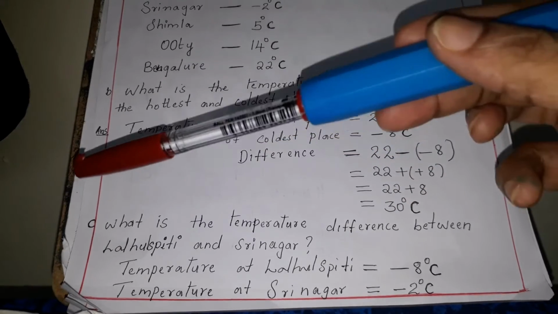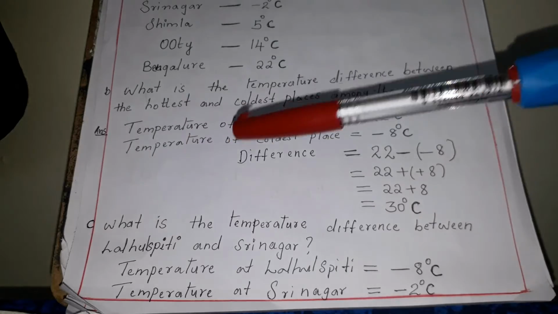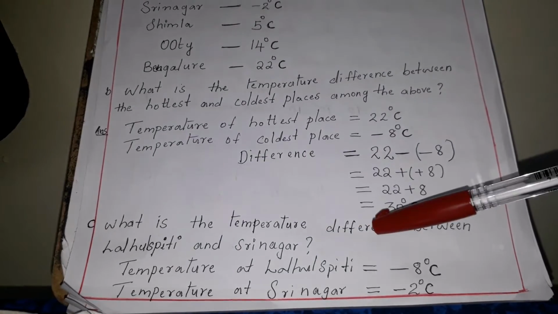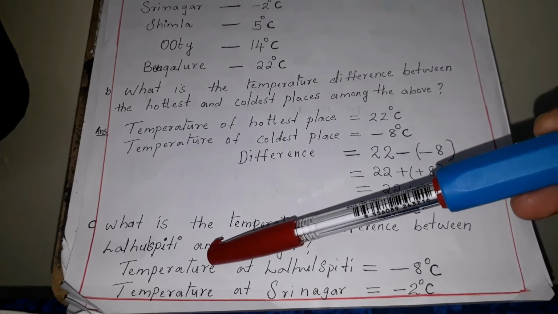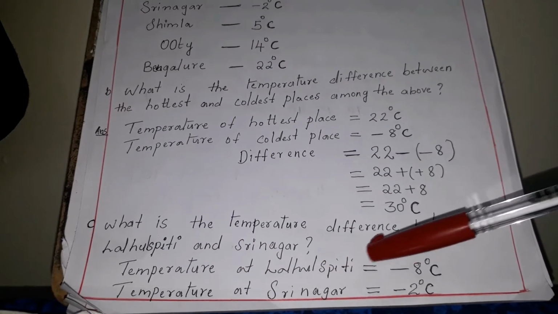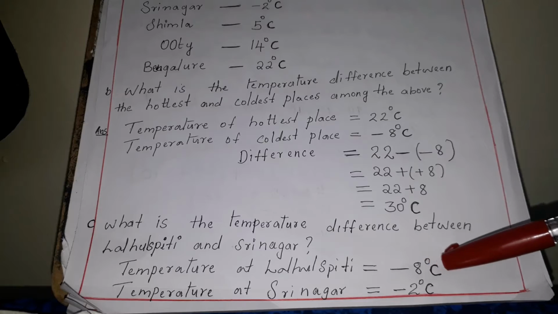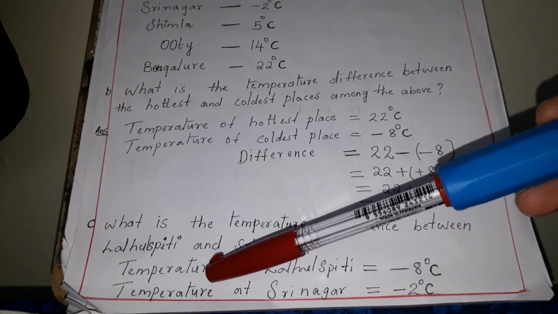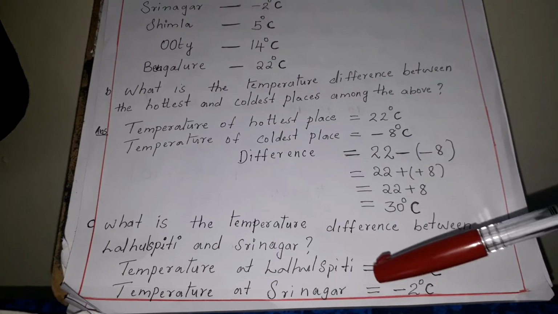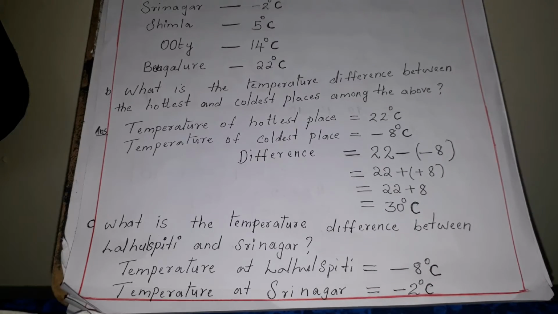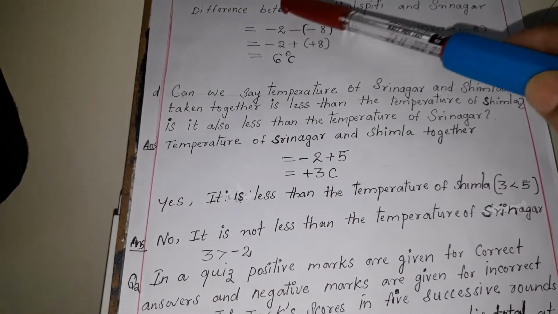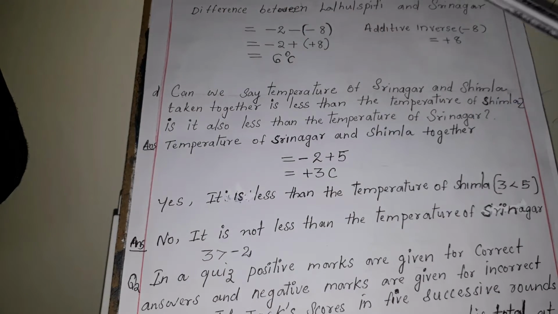One more question is bit C. What is the temperature difference between Lal Spiti and Srinagar? Temperature at Lal Spiti is equal to minus 8 degrees Celsius. What is the temperature at Srinagar? It is minus 2 degrees Celsius, isn't it? Difference between Lal Spiti and Srinagar. How will you find the difference between Lal Spiti and Srinagar?